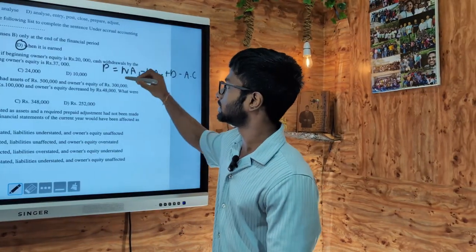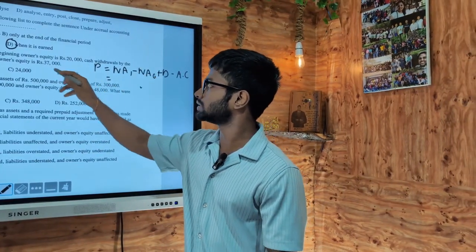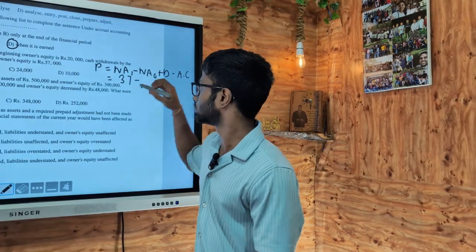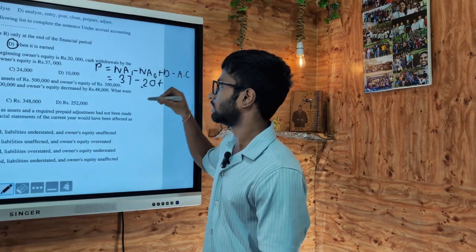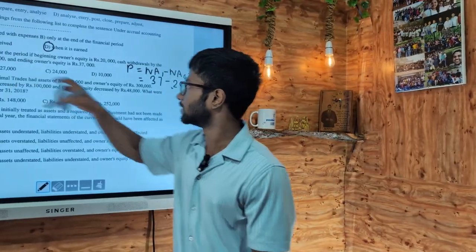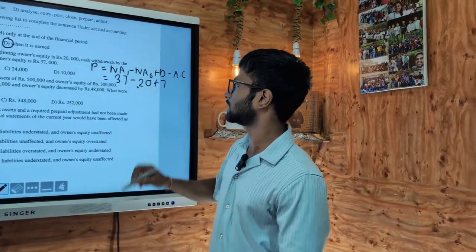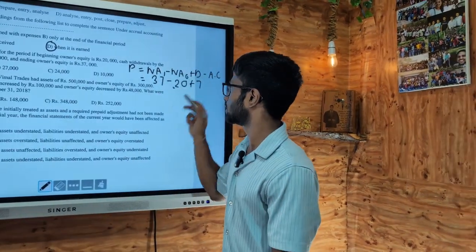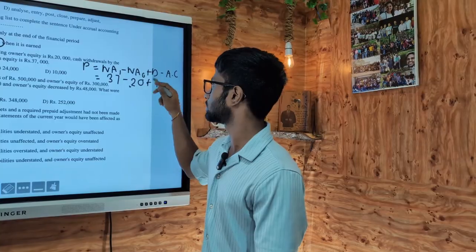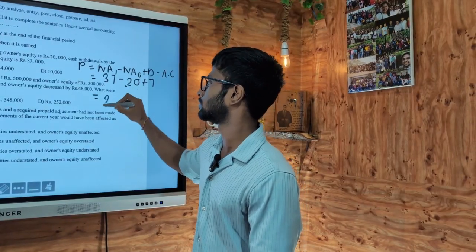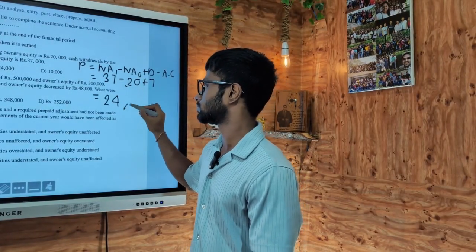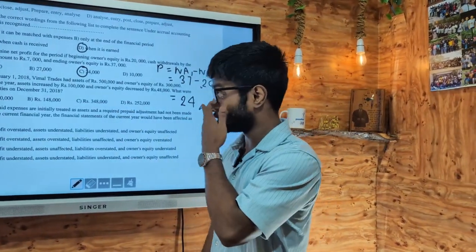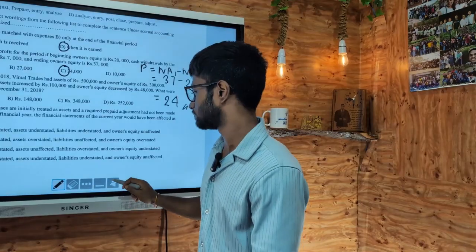So how we do this here is, closing equity is 37. Opening equity is 20. And we have drawings 7. If they haven't mentioned anything about additional capital, that means there is no additional capital. So here we can simplify this. Here we get 17. Here we get 7. Then altogether we get 24. So 24 is the answer. This is answer number C. Next, you can move on to the fifth question.